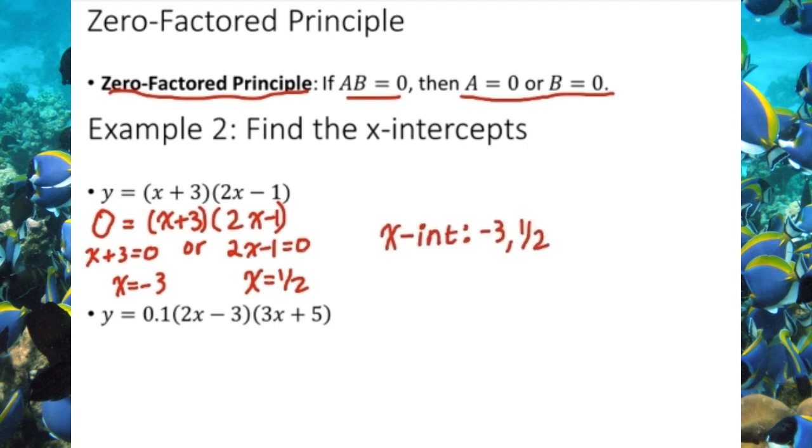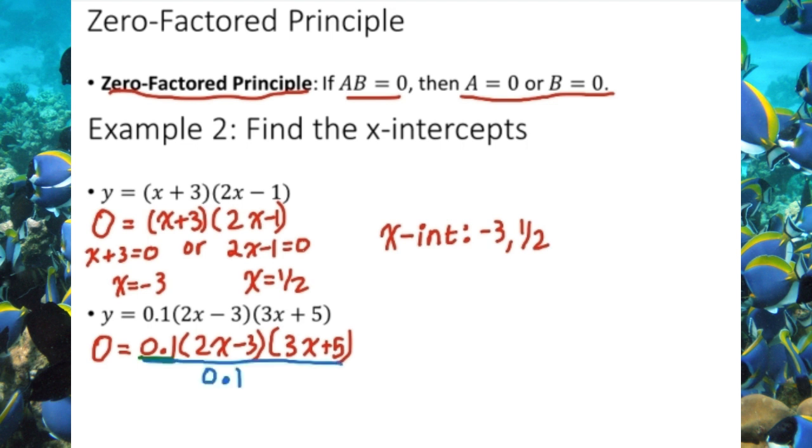Now we're going to find the x-intercepts of y equals 0.1 times (2x minus 3) times (3x plus 5). Because we're finding the x-intercepts, this means we want to make y 0. Now the 0.1 that we have out in front of our two factors is a non-zero number. We can divide both sides of our equation by a non-zero number. So we'll divide both sides of our equation by 0.1. 0 divided by 0.1 is 0. And on our right-hand side, the 0.1's cancel, leaving us with (2x minus 3) times (3x plus 5) on the right-hand side.